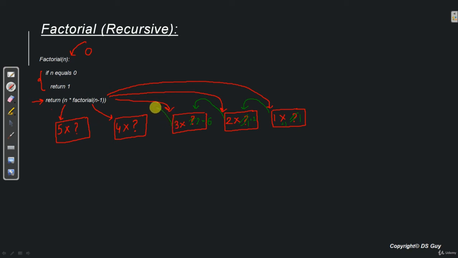Now this 6 over here gets put over here instead of the question mark. 6 into 4, we put 24. Now this 24 comes here instead of the question mark and we put 24. So 24 into 5 is equal to 120. So at the end of this entire recursive call, the system returns 120 as the factorial of 5. So this is how we can recursively find the factorial value of any number.